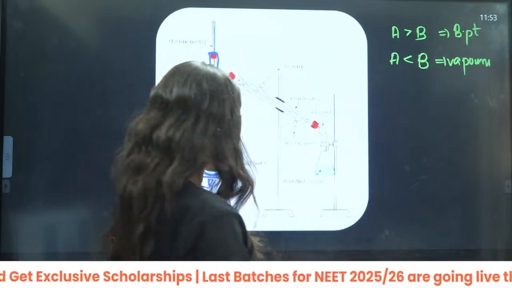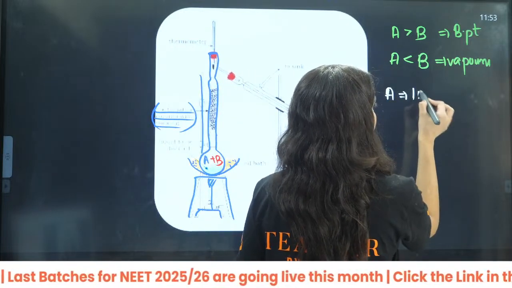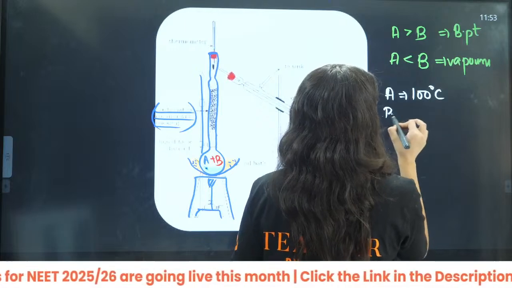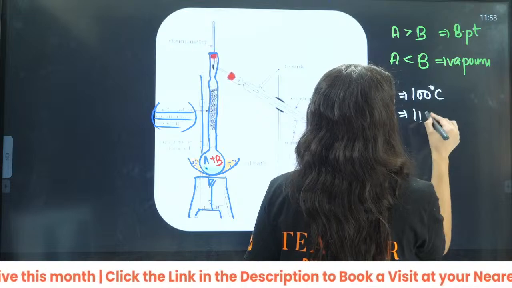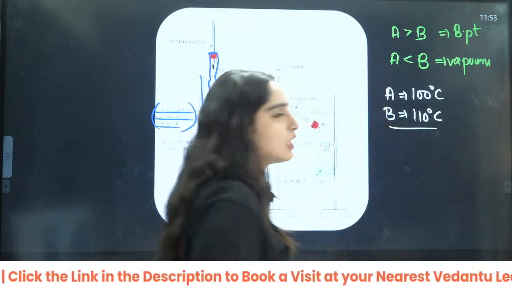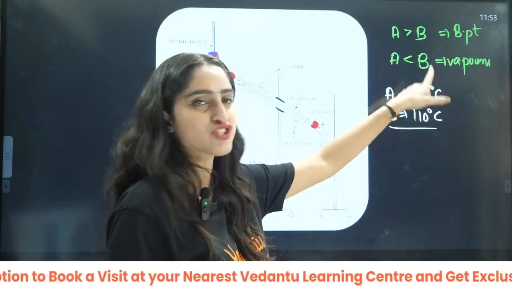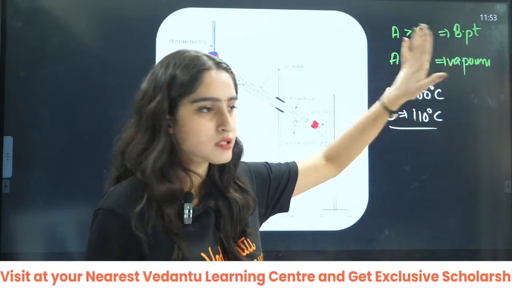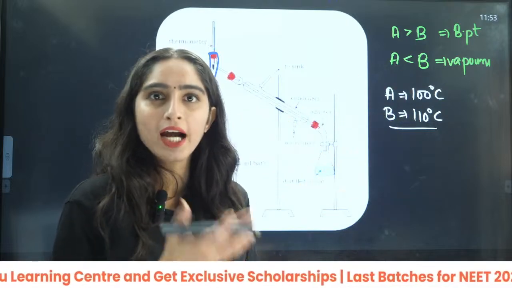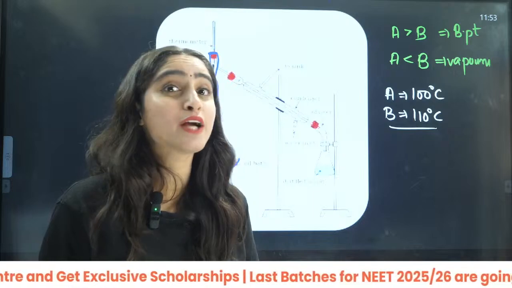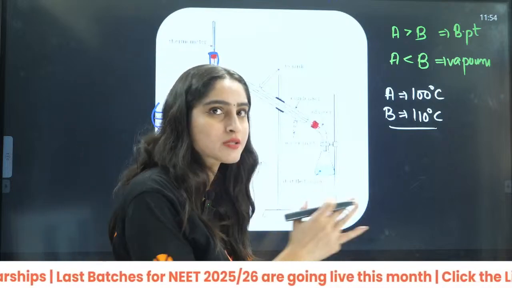But now the problem is the difference is very less. For example, A is at 100 degrees Celsius and B is at 105 or 110 degrees Celsius, something like that. So the difference is very less. As soon as we reach 100 degrees Celsius for A, within a few seconds we will reach B also, and we will start evaporating both of them. For that, what we need to do? We need to have a restriction, some kind of resistance in between.